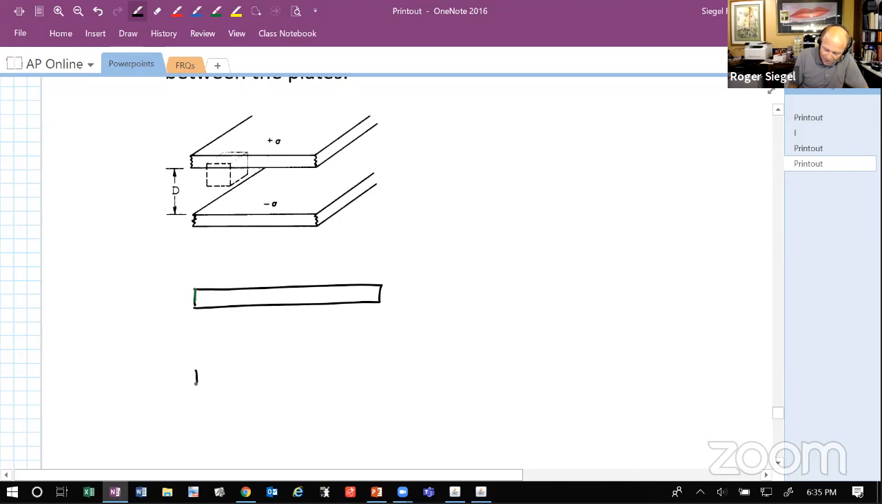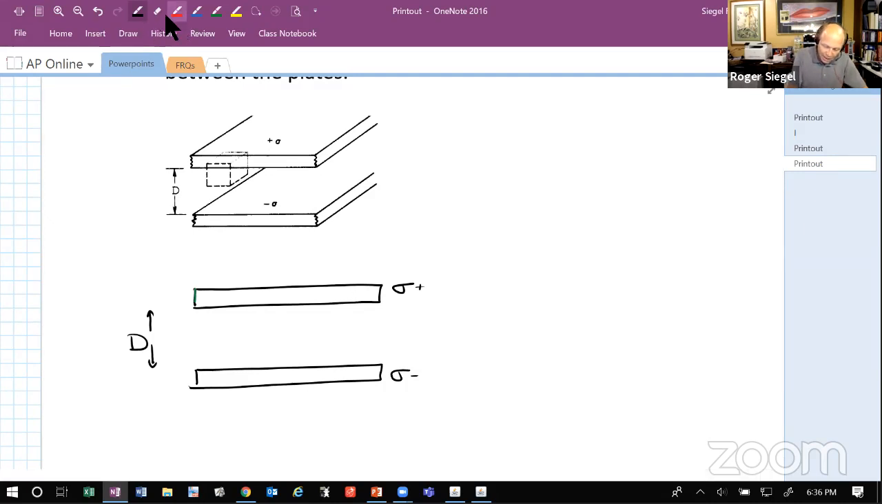But here are my two plates, again, separated by this distance d. And they want me to use Gauss's law to find the electric field within this range, so within these plates. So let's do that. I'm going to draw a Gaussian surface that is a box. That's what they're asking me to do.